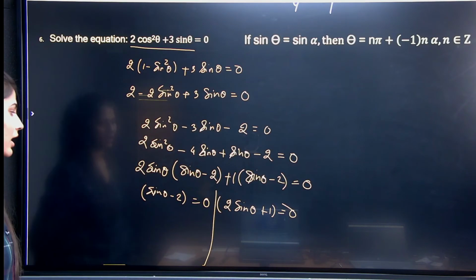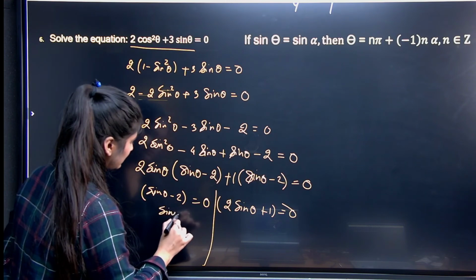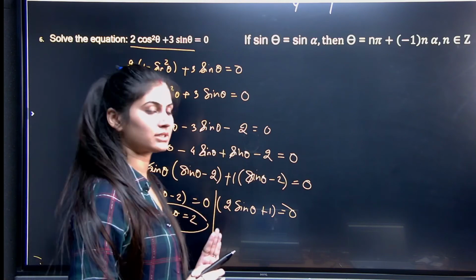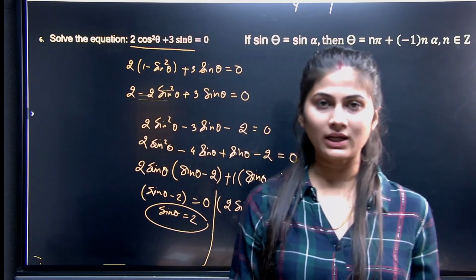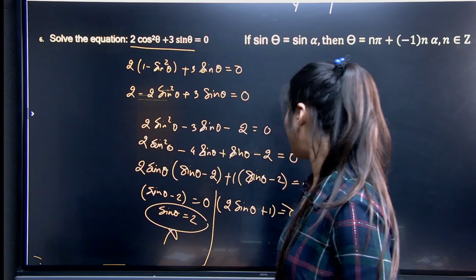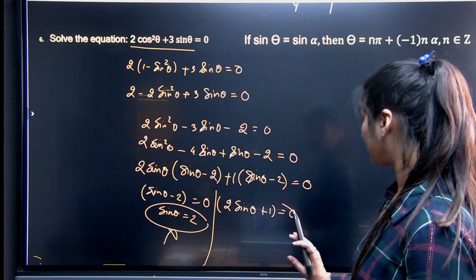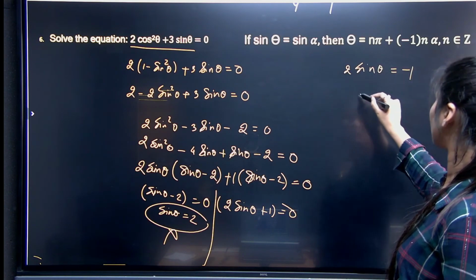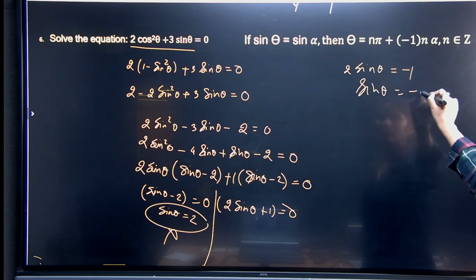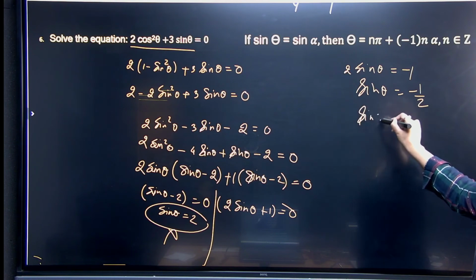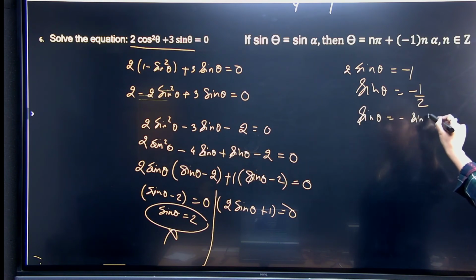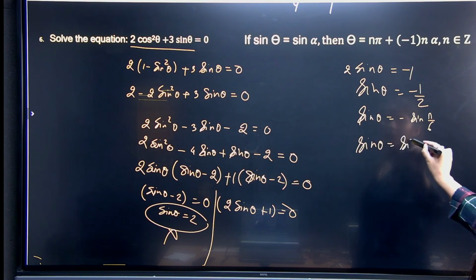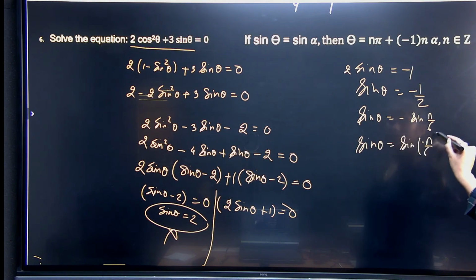Now, sin theta is equal to 2, which is not possible. For any value, sin does not take the value 2, so this is invalid. Now for this part, it is 2 sin theta is equal to minus 1. It is sin theta is equal to minus 1 by 2. Sin theta is equal to minus sin 30. So it is sin theta is equal to sin of minus pi by 6.